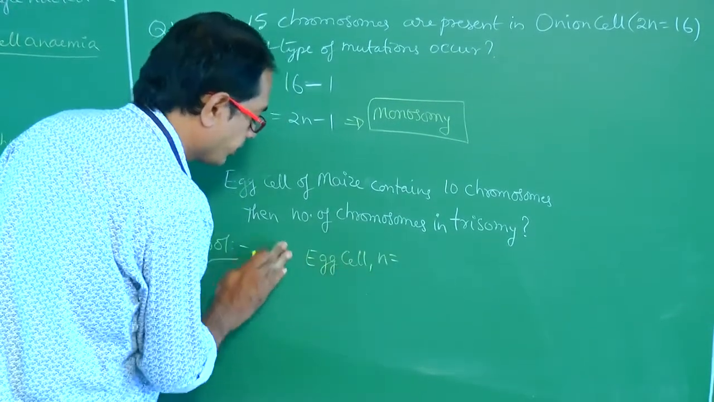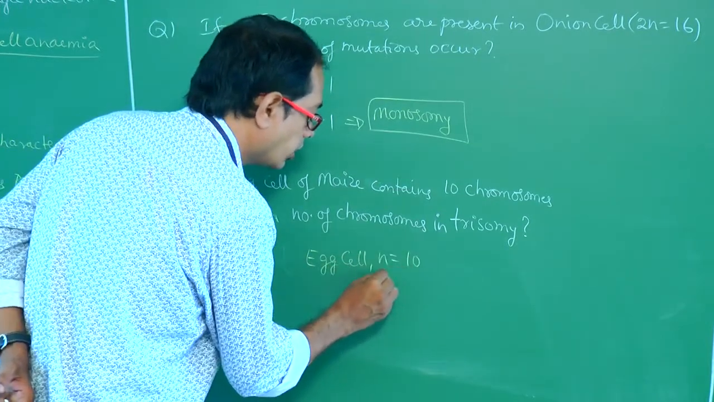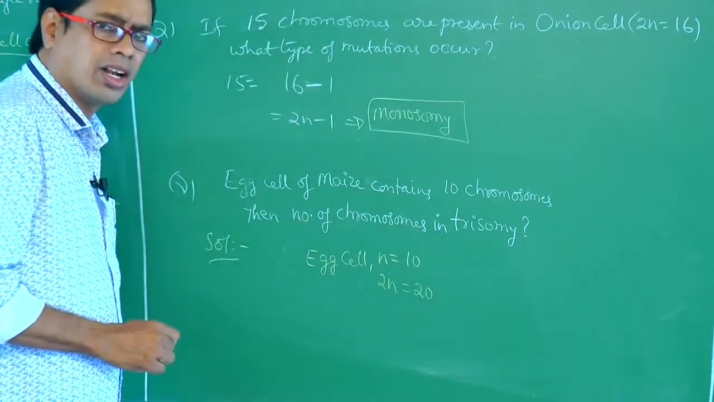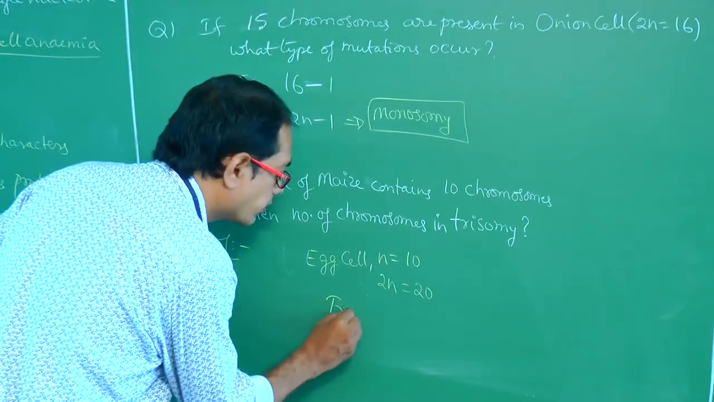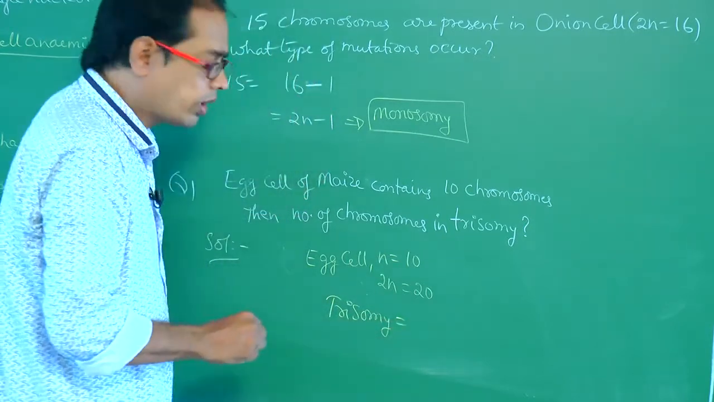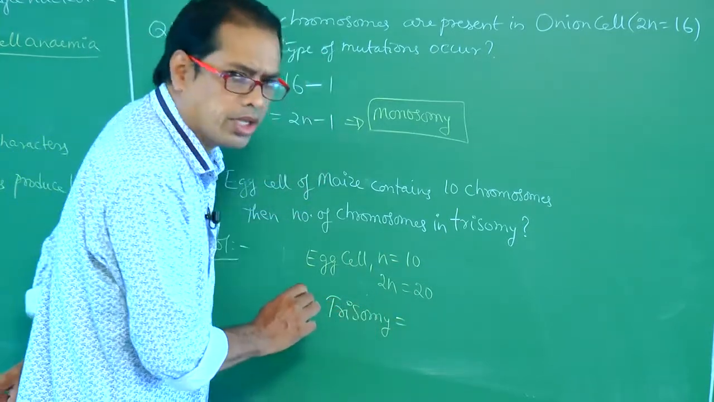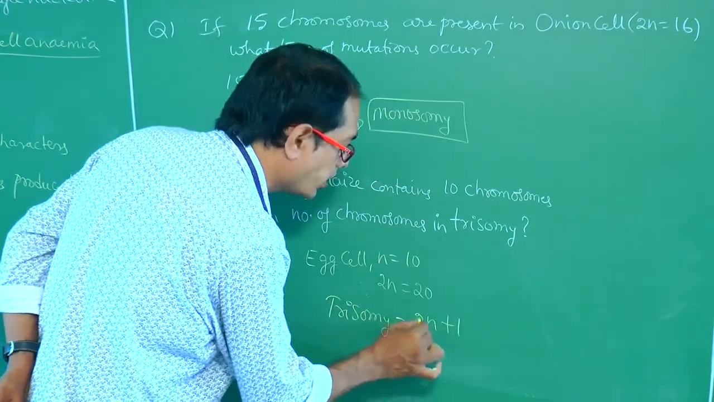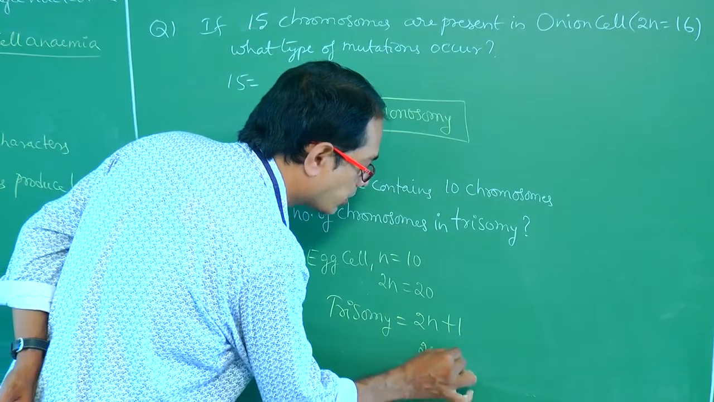Egg cell n is equal to 10. Therefore 2n is equal to 20. Trisomy means, what is the condition? Tri means 3. 3 means 2n plus 1. What is the 2n? 20 plus 1.